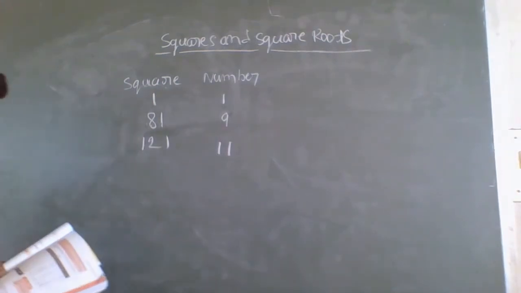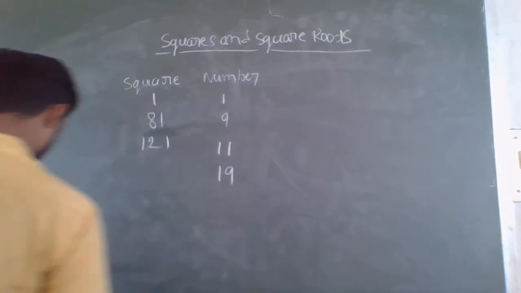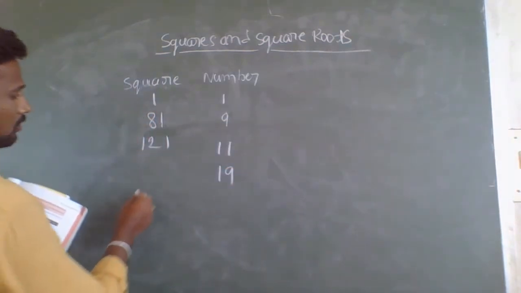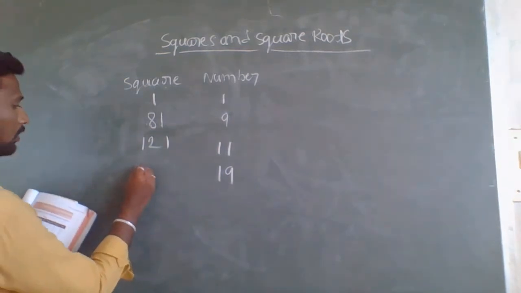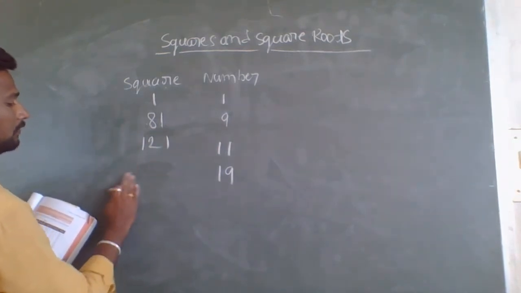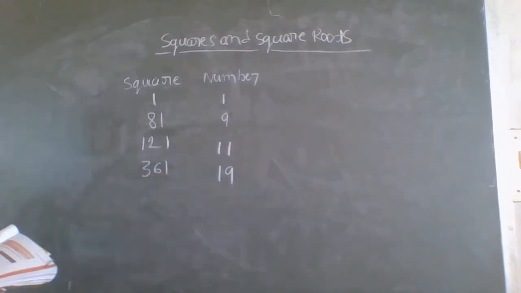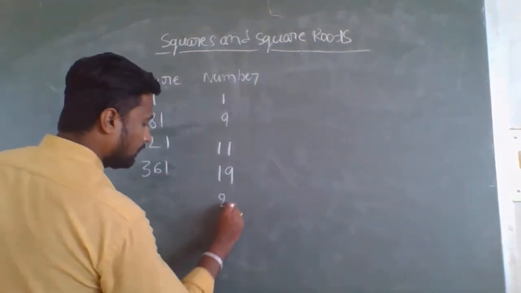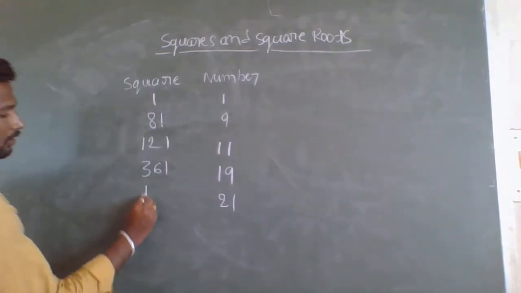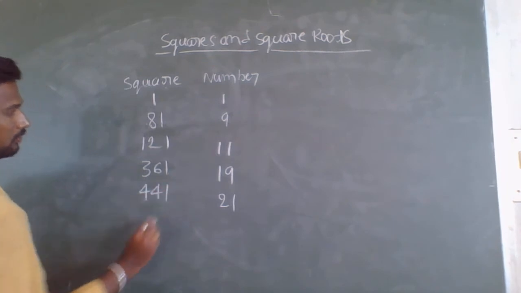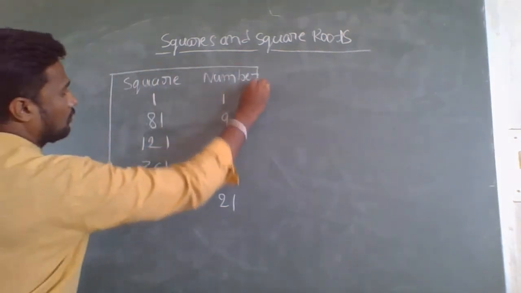And next they have given 19. Square of 19 means 19 into 19. What will you get? 361. Like that, next 21 square. 21 square means what will you get? 441. This is the table they have given.